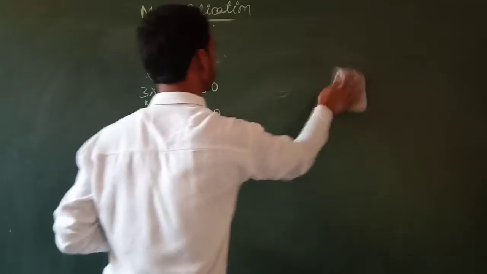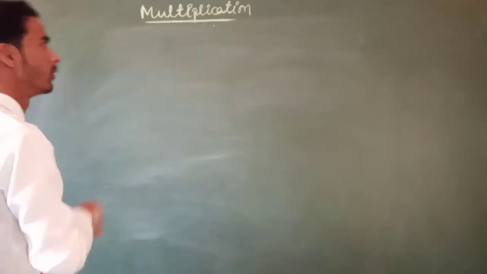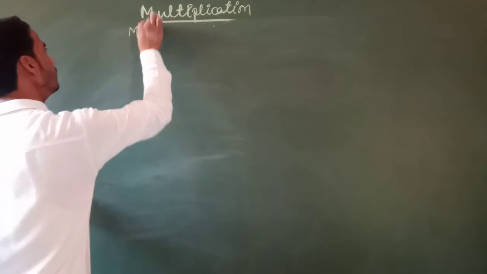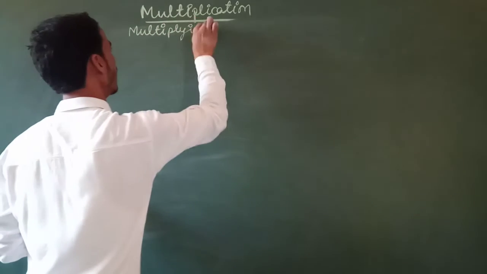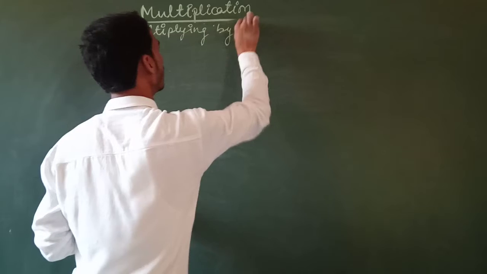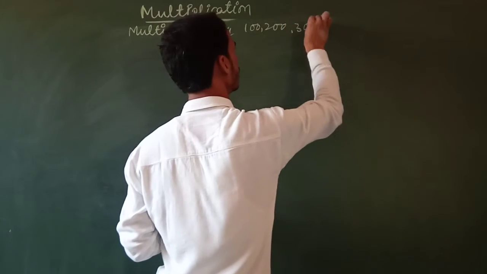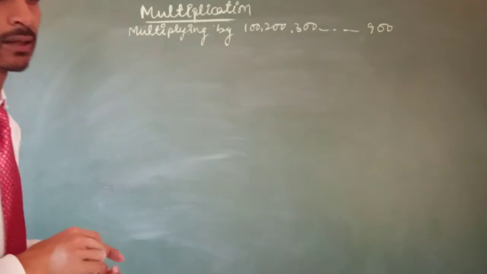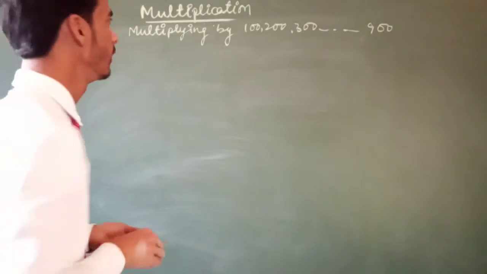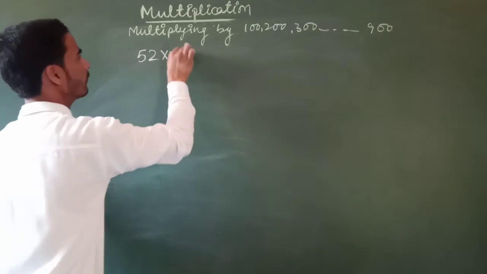Now we have to discuss the next topic, that is multiplying by 100, 200, 300 and 900. Let's discuss this topic. Firstly, we have to multiply 52 multiplied by 200.